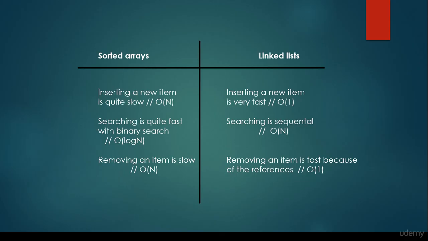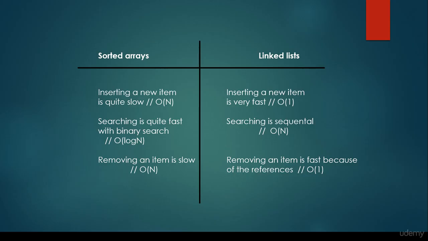insert a new item into an array, it is quite slow because we have to rearrange the whole array. So that's why it's going to have O(n) linear time complexity. If we would like to insert a new item into a linked list, on the other hand, we are going to end up with a quite fast algorithm. You just have to update the references and it can be done in O(1), so constant time complexity.